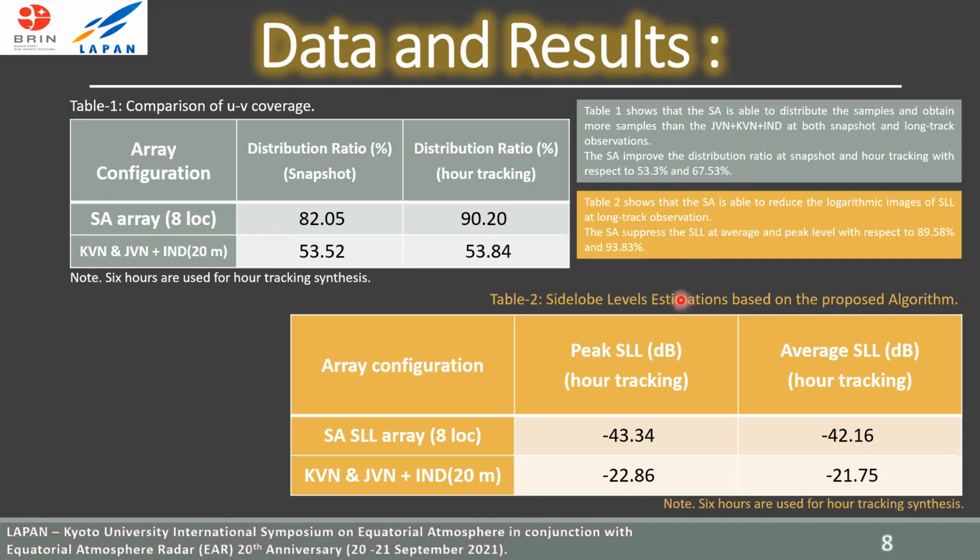For the second result of our work, we compare the side lobe level estimation based on the proposed algorithm with the peak side lobe level and average side lobe level within the hour tracking. For the result, we can suppress the side lobe level at the average and peak level by about 80% and 90%.